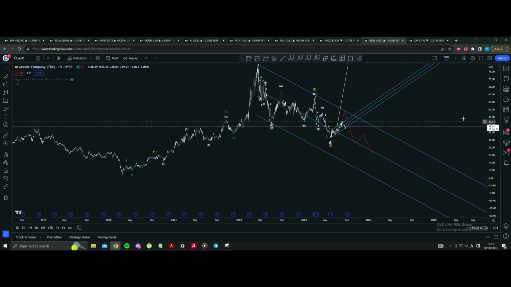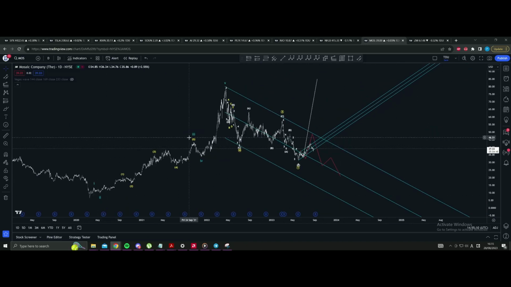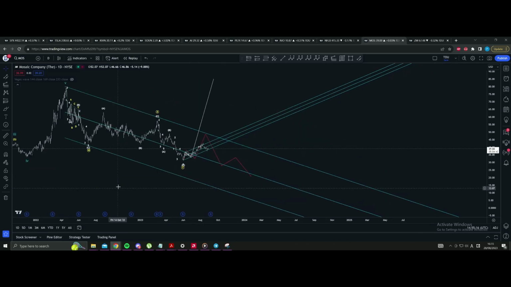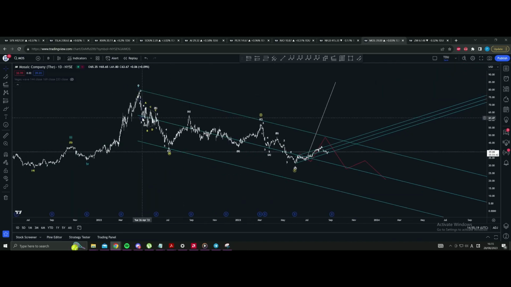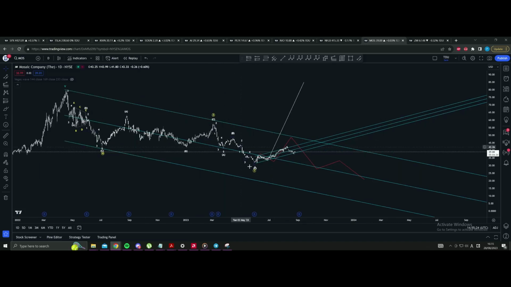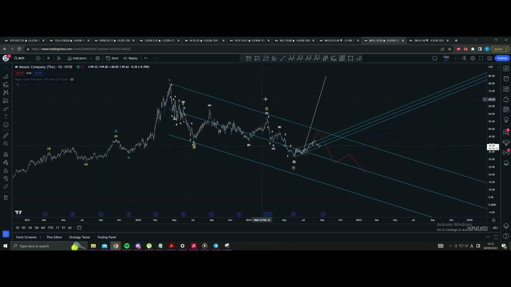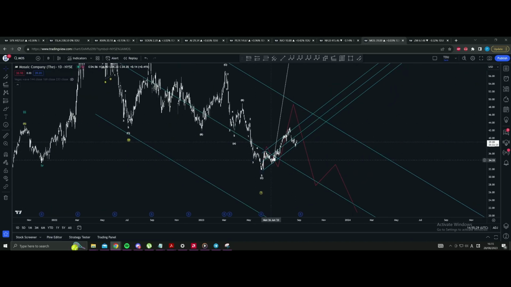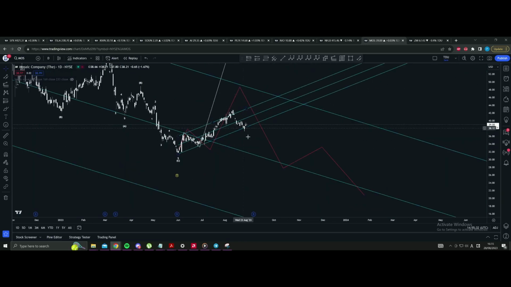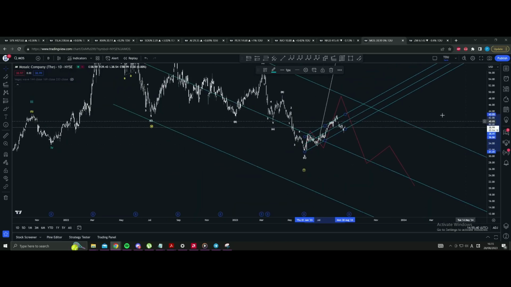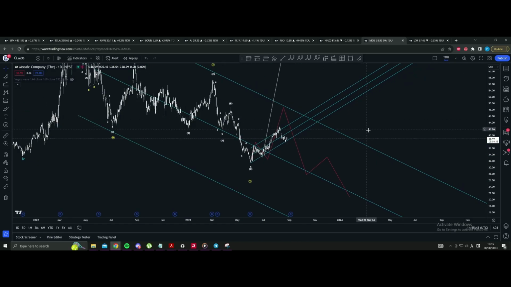So okay, on this one, Mosaic, we had an impulsive structure since the 2020s, and now we're building correctively. So ABC for the W, ABC flat for the wave X, and we have a 535 for the wave Y, and now either we're done, as I said earlier, and we're gonna form 1-2, 1-2, but again the channel suggests that we are forming a zigzag. So zigzag means it means that this market is not so strong, right?